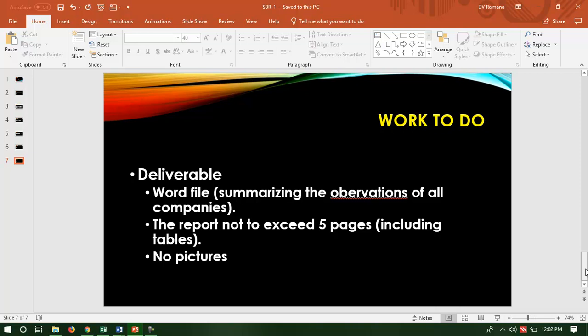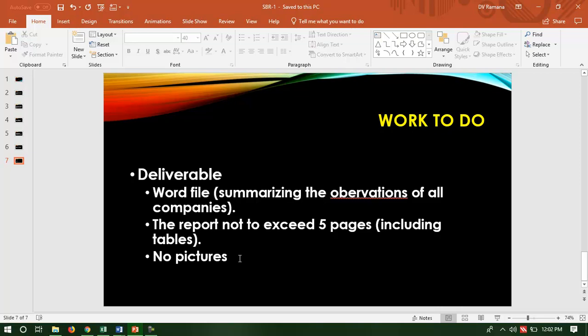After doing all these things, you have to convert that into a report. The deliverable is a Word file summarizing the observations of all the companies. So don't submit 5 different reports. Summarize the observations in the report, which is a Word file, not to exceed 5 pages, including tables, and don't put any pictures. But the way you present depends on the entire group.